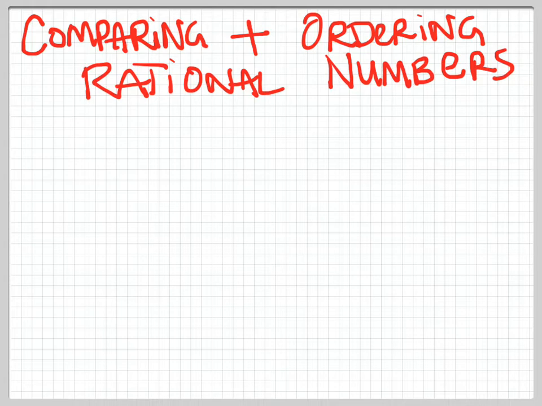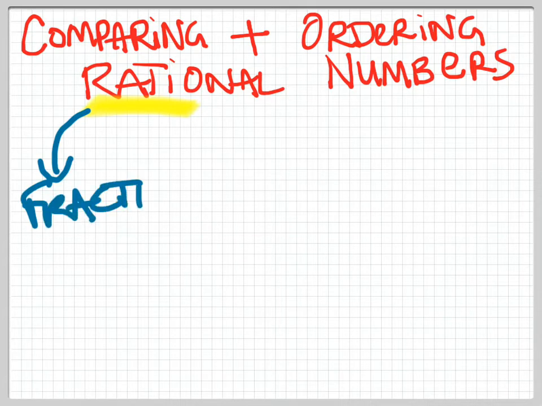Today's topic is comparing and ordering rational numbers. What we're going to remember is that we're comparing and ordering a certain kind of numbers, and that certain kind of numbers is rational numbers. When we talked about rational numbers, we talked about any number that can be written as a fraction. So what we're really talking about is comparing and ordering fractions in this video.